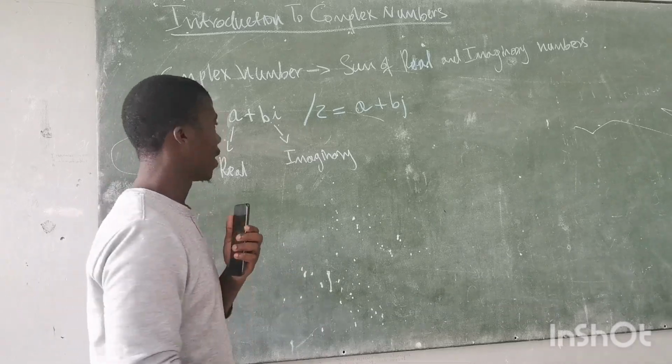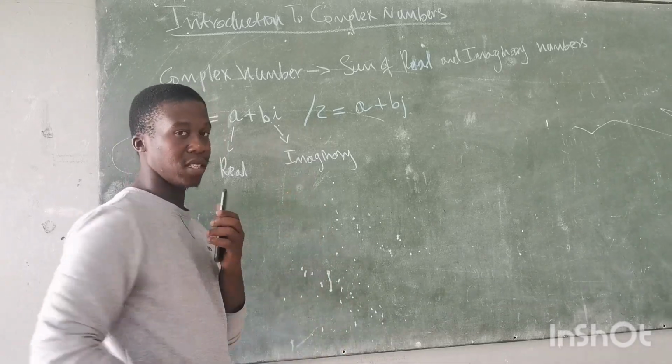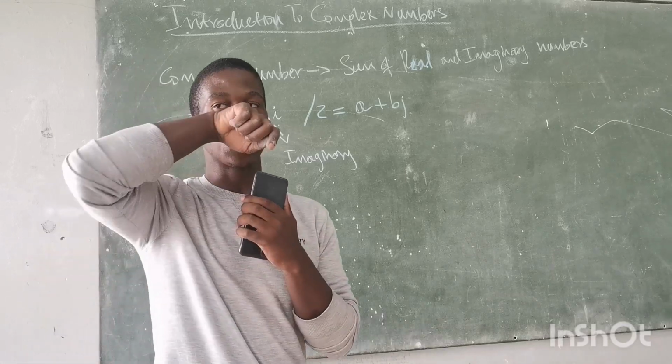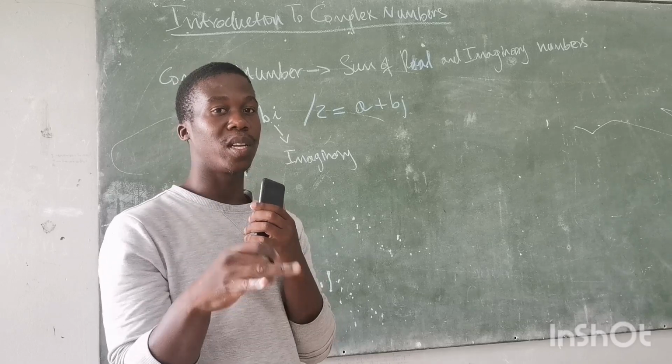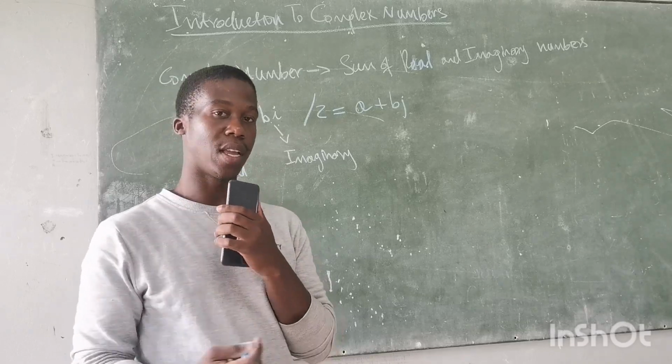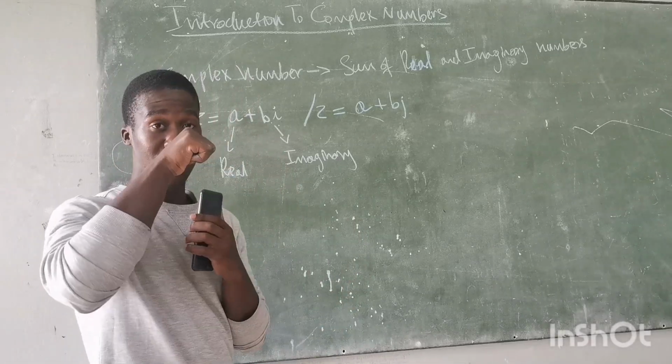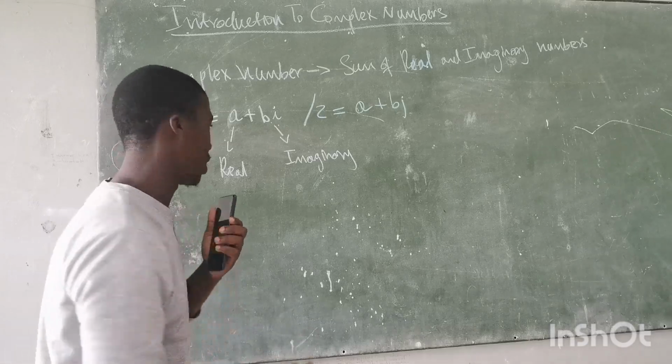Okay, so guys, now that we know what's in our imaginary numbers, let's quickly do some examples. We're going to look at the addition, multiplication, subtraction, as well as the division of imaginary numbers. Let's start with addition of imaginary numbers.